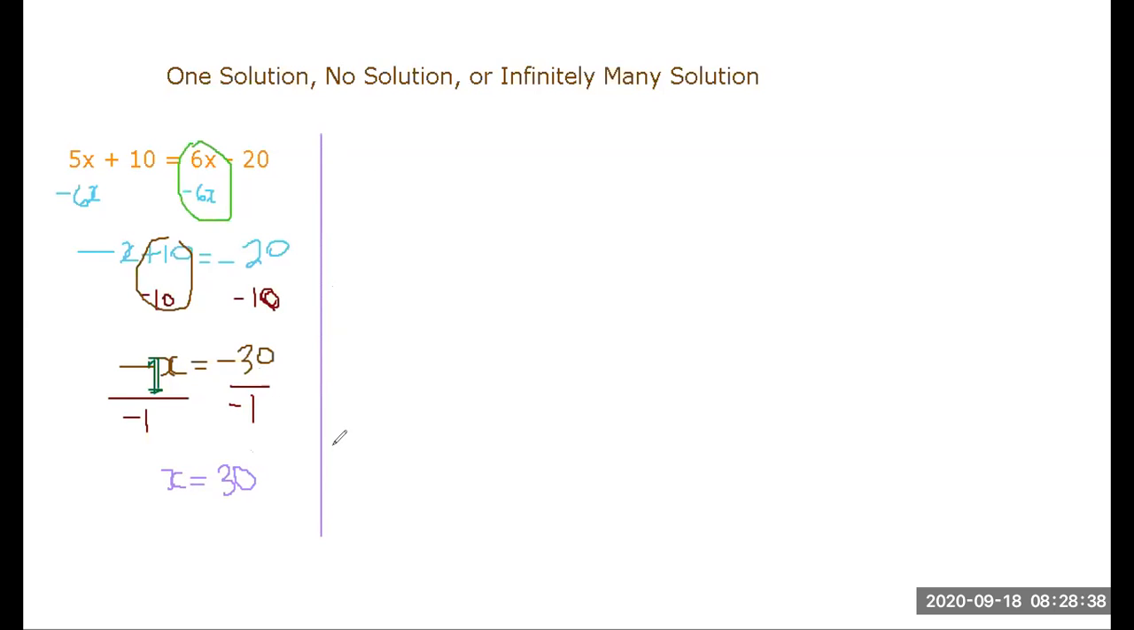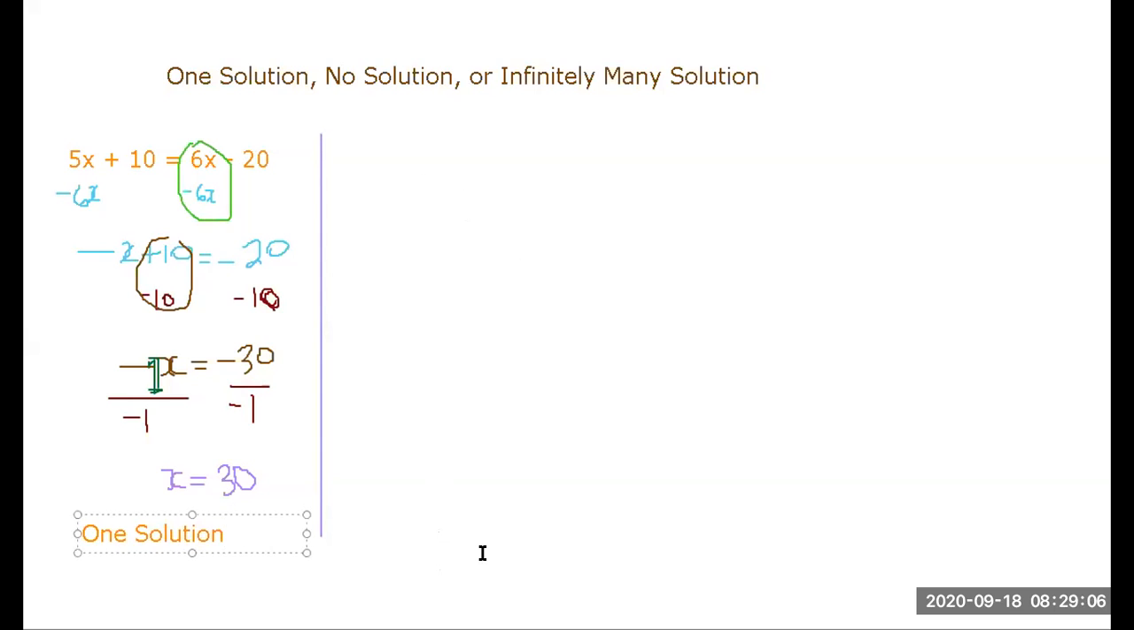So since I got a specific value saying x is equal to 30, this has one solution. So let me get my text box right here. This has one solution. And that's how I figure out that it has one solution. I'm going to put this over here. That is one solution. x is equal to 30.